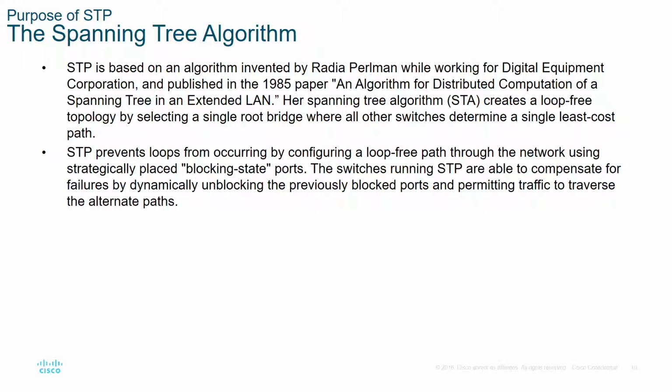So a spanning tree algorithm, STA, creates a loop-free topology by selecting a single root bridge, where all the other switches determine a single least cost path. STP prevents loops from occurring by configuring a loop-free path through the network using strategically placed blocking state ports. The switches running STP are able to compensate for failures by dynamically unblocking the previously blocked ports and permitting traffic to traverse the alternate pathways.